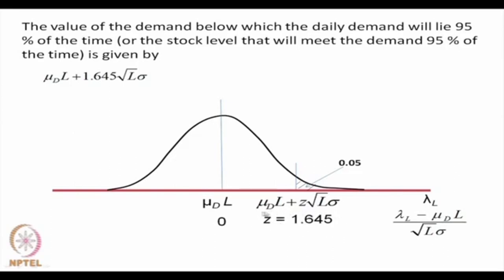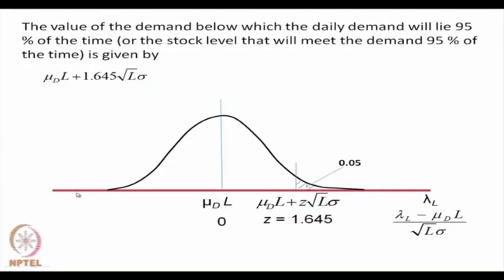Normal distribution tables are available in the appendix of any book on probability theory, and one can find out corresponding to 0.05 what is the value of Z, and the value of Z is 1.645. Such a distribution whose mean is this and the variance is this can be standardized by a standard normal random variable, which is lambda L minus the mean divided by the standard deviation, which is root over L sigma. Such a standard normal random variable has a mean 0 and a variance 1. So, this value of lambda L is equal to mu d L plus Z into root over L sigma, where Z is equal to 1.645 for 0.05. Now, this requires a little bit of knowledge of, as I said, probability theory, which is quite simple.